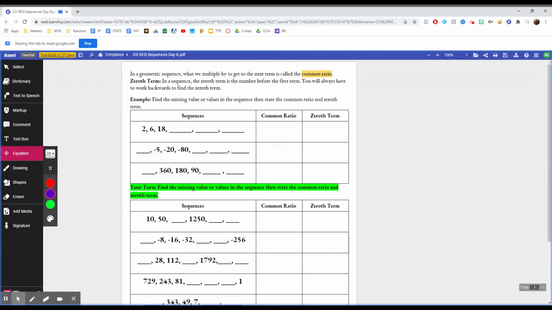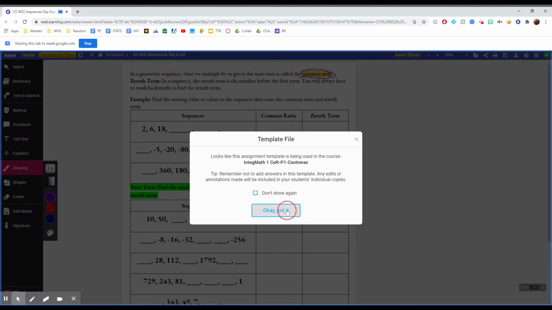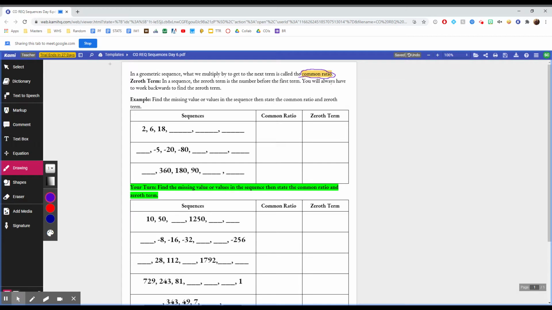Okay, so today we're going to continue with day 2 of geometric sequences. If you remember from last time that we met, we started talking about geometric sequences. And in geometric sequences, we have what we call a common ratio. A common ratio is the number that we are either multiplying or dividing by in order to get the next term.